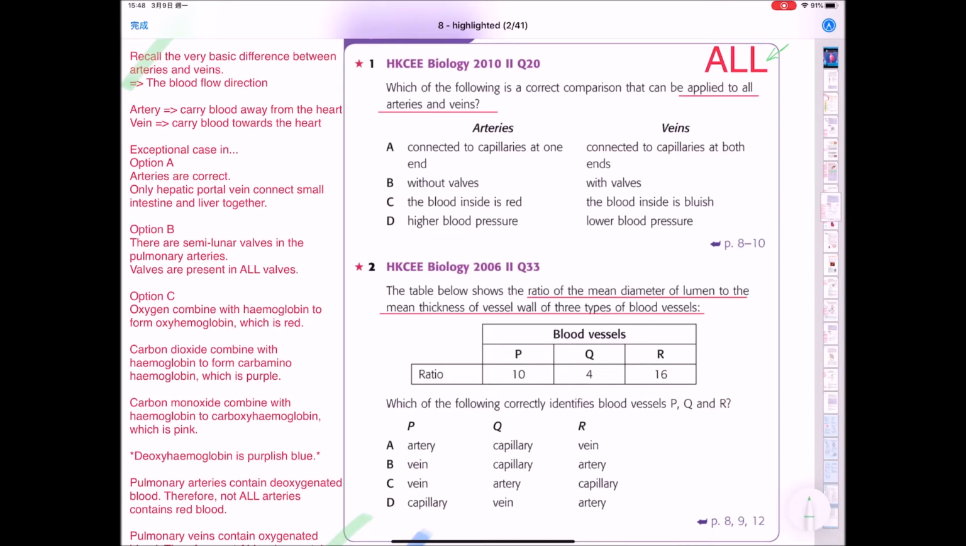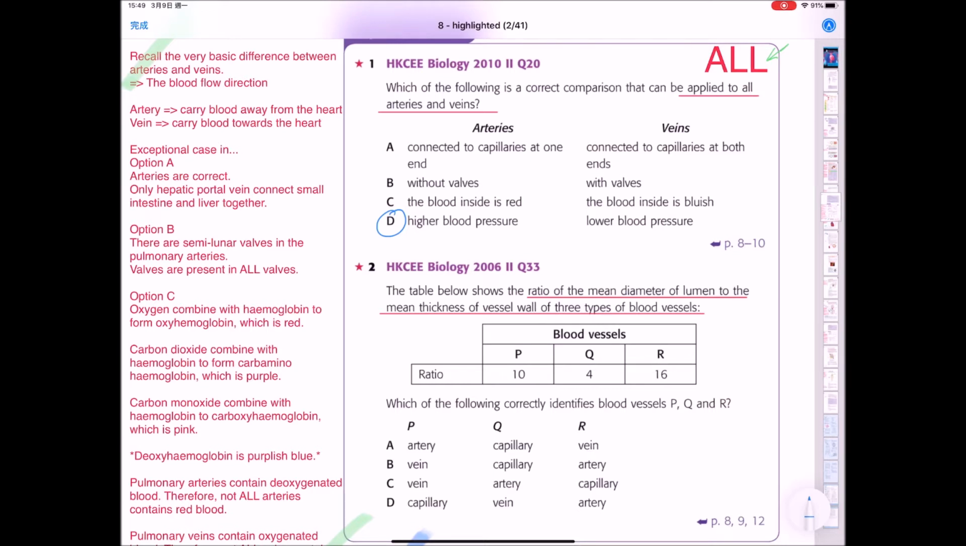Before I explain options A, B, C, I would like to tell you the correct answer first. Which comparison is absolutely correct, without any exceptional case, is option D. The arteries carry blood at higher blood pressure, and the veins carry blood at lower blood pressure.